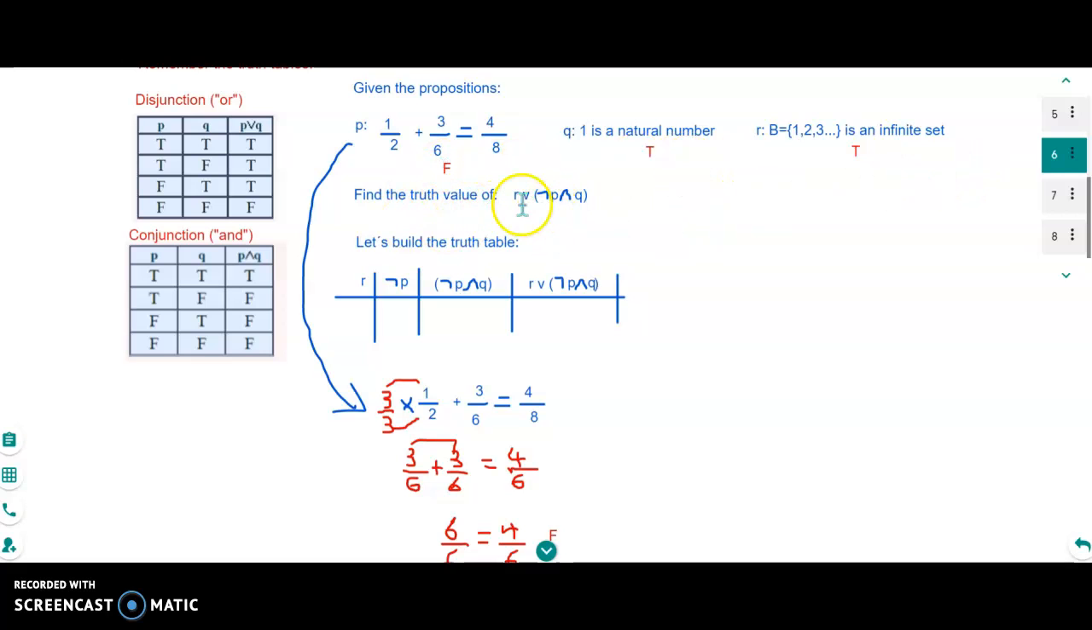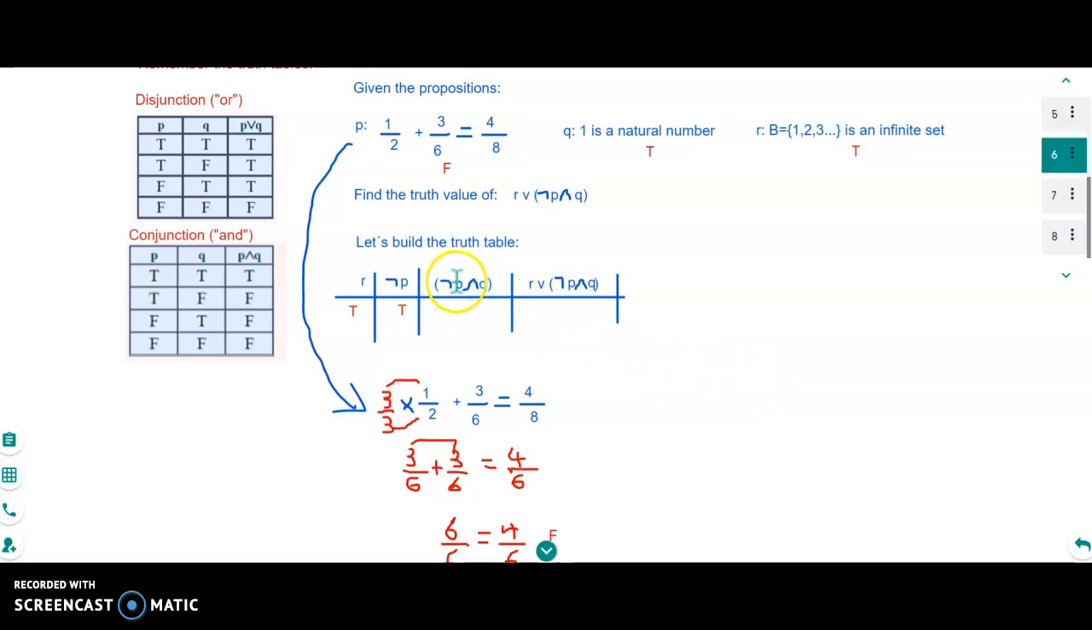Now let's build the table. The first one is R that we have here, then the negation of P that we have here, then this parenthesis, we need the negation of P and Q, that is here, and finally the whole proposition. First of all, the proposition R. Proposition R is true, so let's write here true. Negation of P: if P is false, the negation of P will be the opposite, will be true.